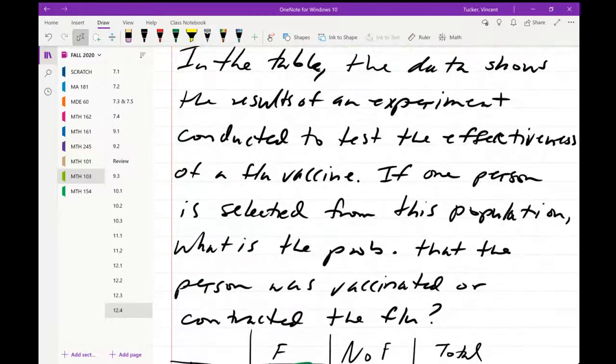In the table, the data shows the results of an experiment conducted to test the effectiveness of a flu vaccine. If one person is selected from this population, what is the probability that the person was vaccinated or contracted the flu? So I'll give you a chance to write that before I scroll down.